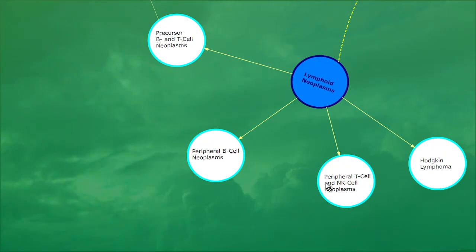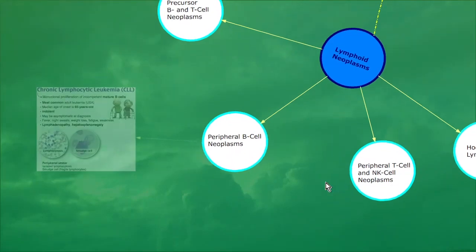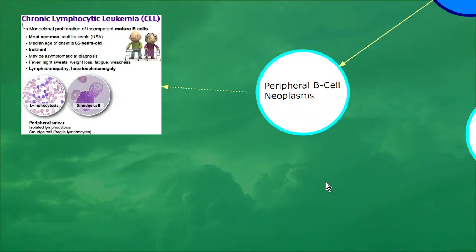Now we'll jump straight into peripheral B cell neoplasms. We have already gone through precursor B and T cell neoplasms, basically ALL, acute lymphoid leukemia. In peripheral B cell neoplasms, we'll go through some of the most important entities, and they can be classified into aggressive forms and indolent forms, and probably a better morphological way of classifying would be small cell, intermediate and large cell lymphomas.